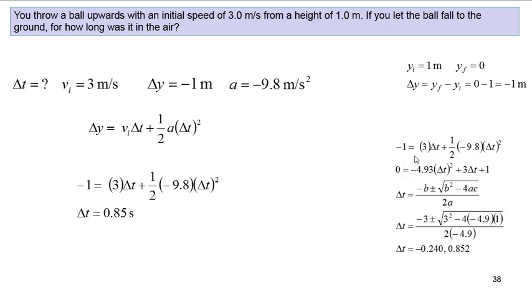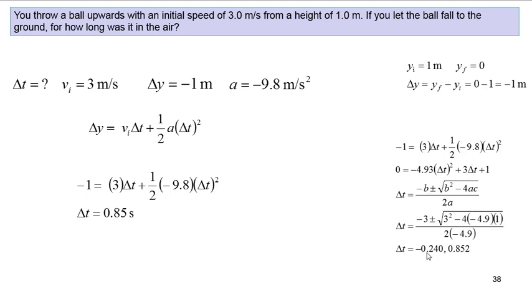But just a reminder, real quick, you want to get 0 equals, and then the term that's being multiplied by the square term is your a. The term in front of the linear term is your b. And the term that has no variable next to it is your c. Here's the quadratic formula, and now I've just plugged in all my values.